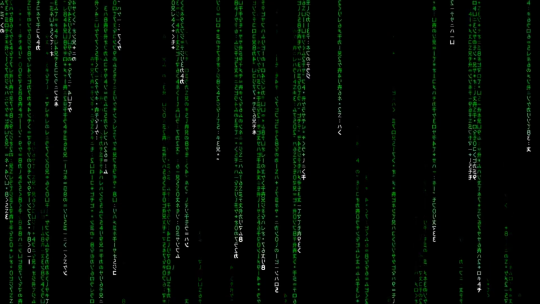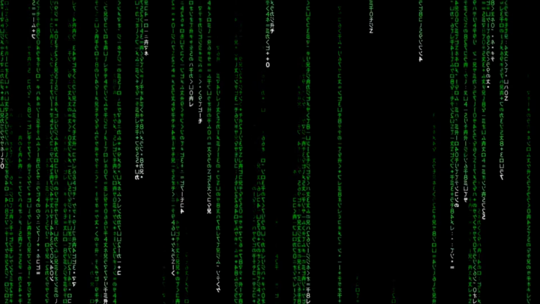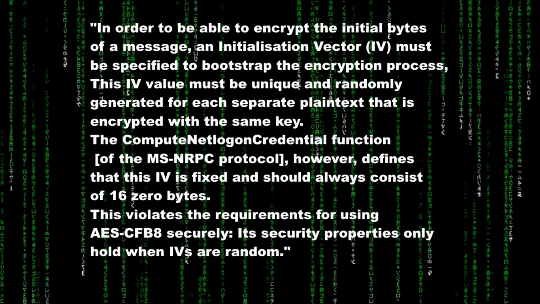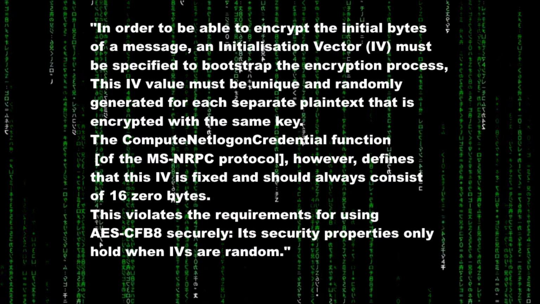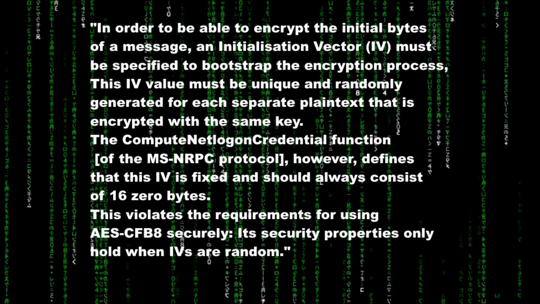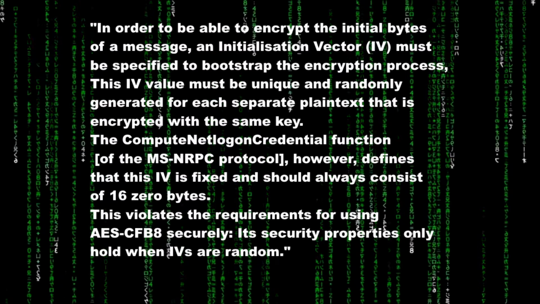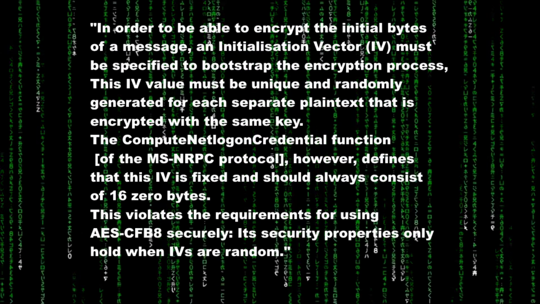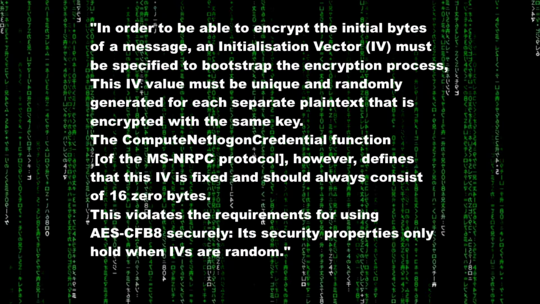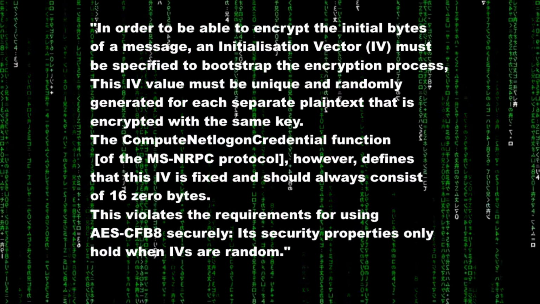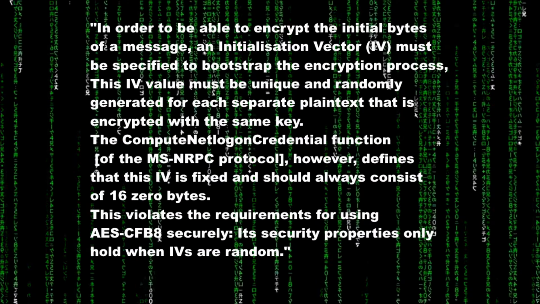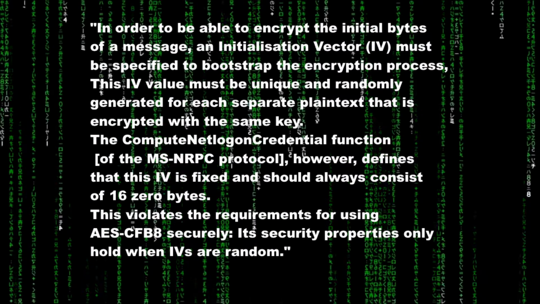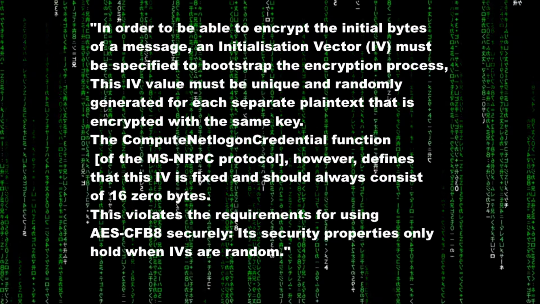Tom Tervoort of Secura explains in the white paper: in order to be able to encrypt the initial bytes of a message, an initialization vector must be specified to bootstrap the encryption process. This IV value must be unique and randomly generated for each separate plaintext that is encrypted with the same key. The ComputeNetlogonCredential function of the MS-NRPC protocol, however, defines that this IV is fixed and should always consist of 16 zero bytes. This violates the requirements for using AES-CFB8 securely. Its security properties only hold when IVs are random.